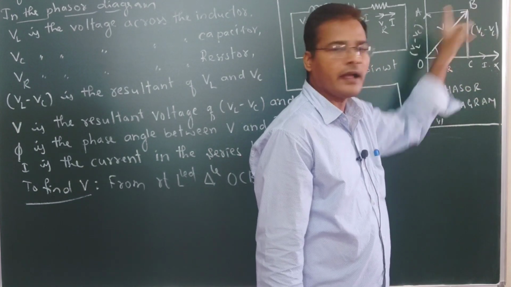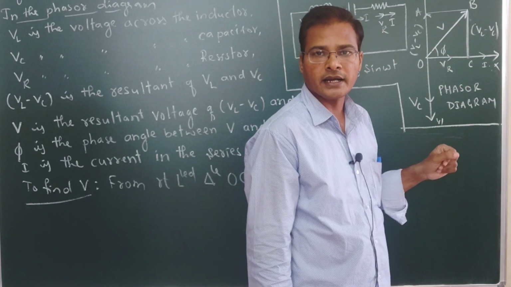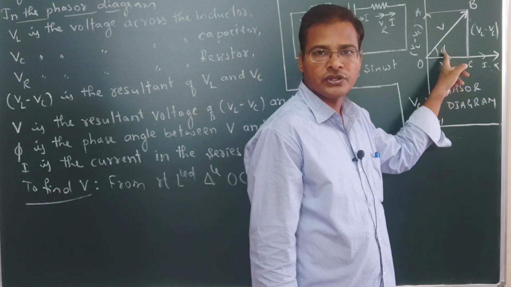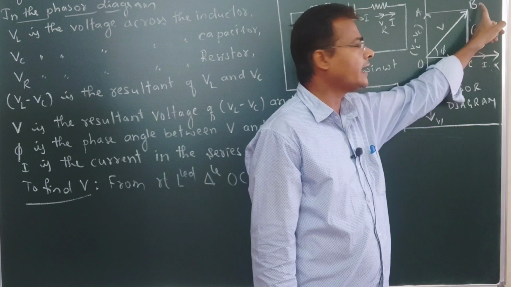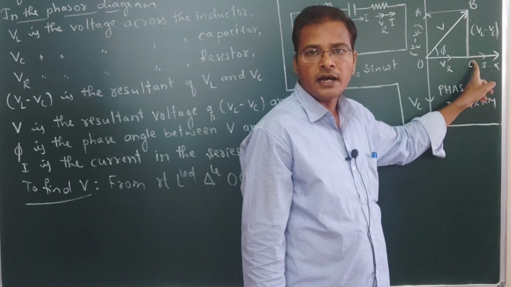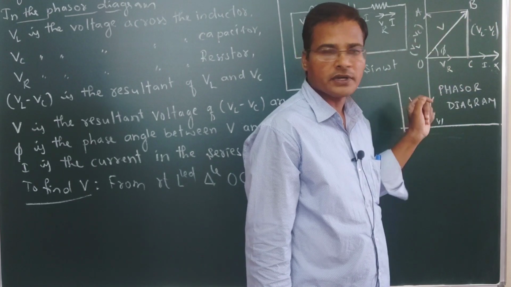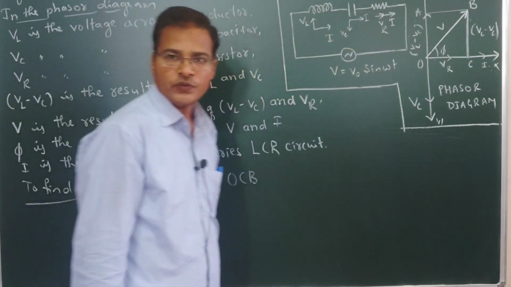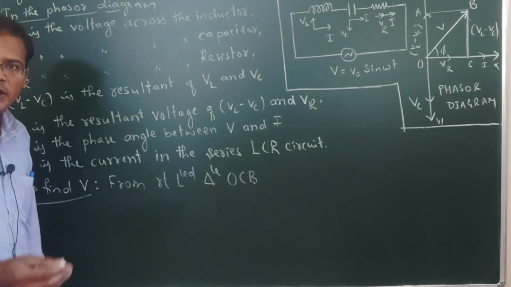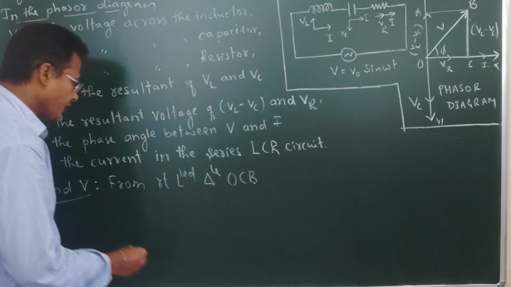It's a right angle triangle. So this is the phi. The phi opposite is this one. This one is the hypotenuse. BC is the opposite, OB is the hypotenuse, and OC is the base. Okay.